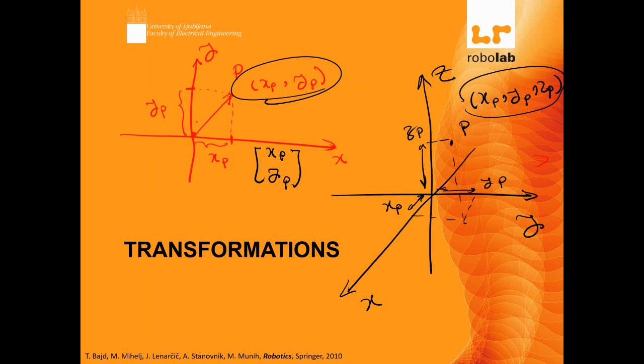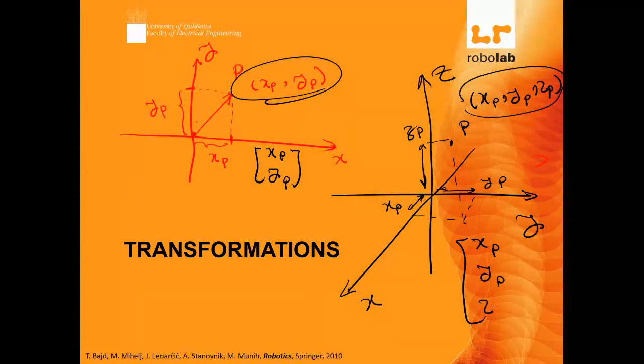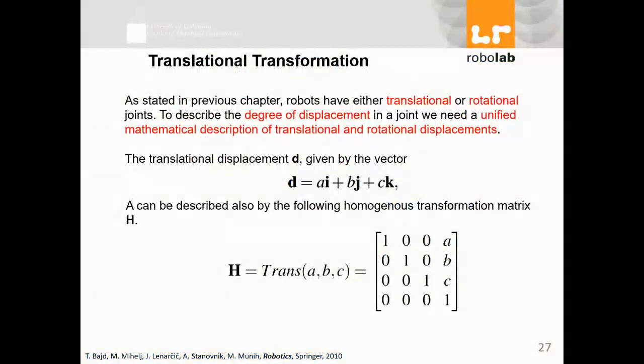Thank you very much. And for the three-dimensional space, it will be xp, yp, and zp as a point. So this is how we relate matrices to geometrical space or to coordination system. This is a starting point, okay?